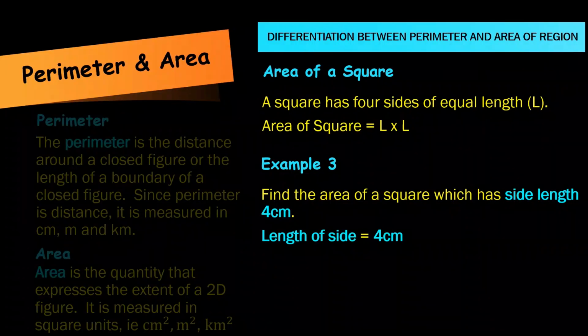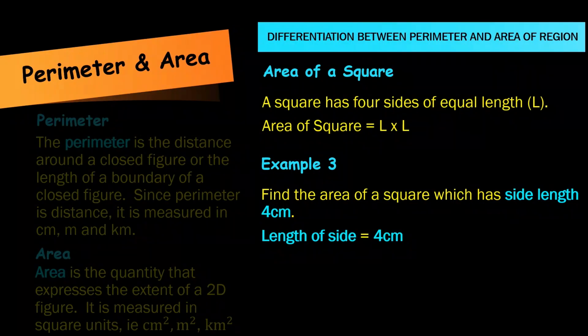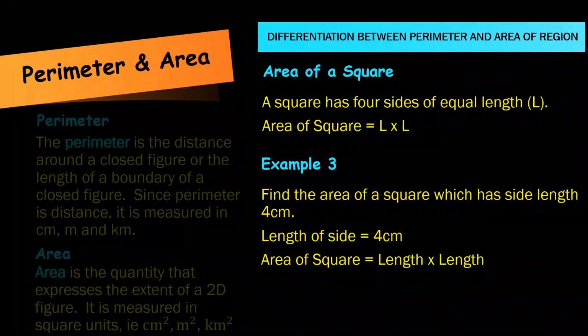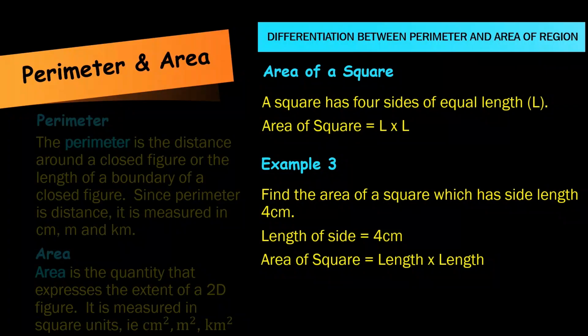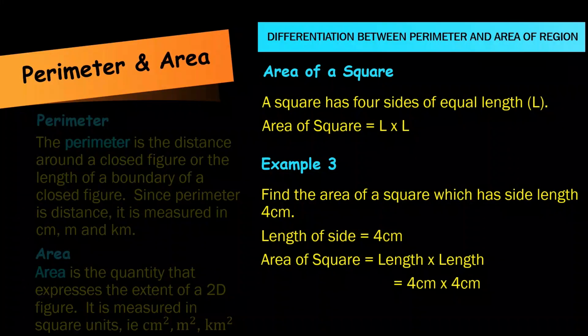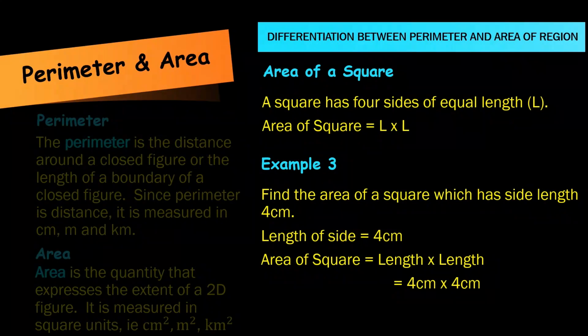So we have that the length of the side equals 4 centimeters. And since the area of a square equals length times length, we have that in our example, the area of the square equals 4 centimeters times 4 centimeters, which is equal to 16 centimeters squared.